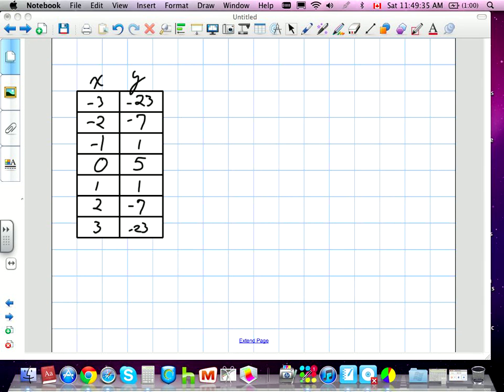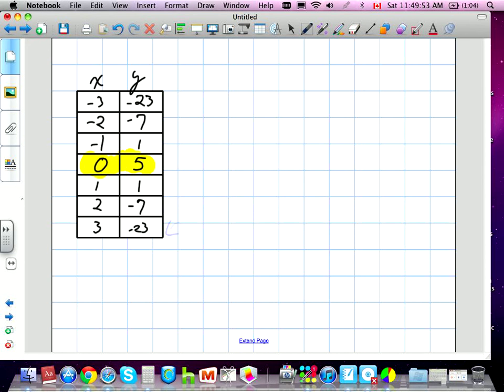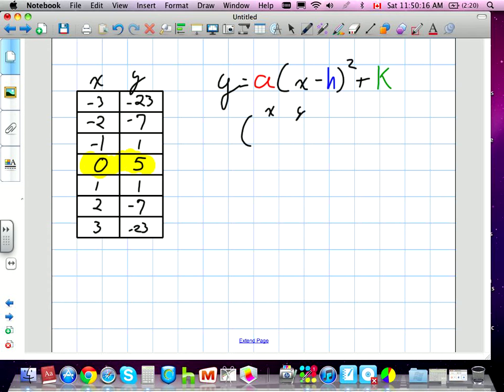Now, looking at the chart, do you think you can tell where the vertex is? 0 and 5, exactly. So that's very important, okay? Our vertex is at 0 and 5. So our formula for finding an equation is y equals, and this is called vertex form, okay? So we have an a, an h, and a k. Because that's the vertex, here's our x value and our y value. They're actually the same as our h and our k when we're in this form.